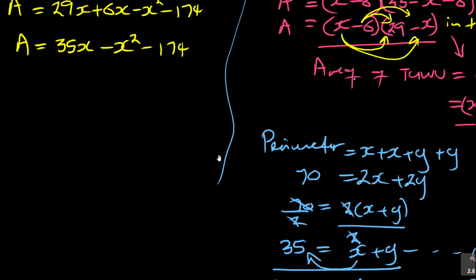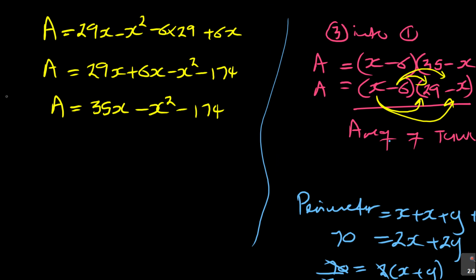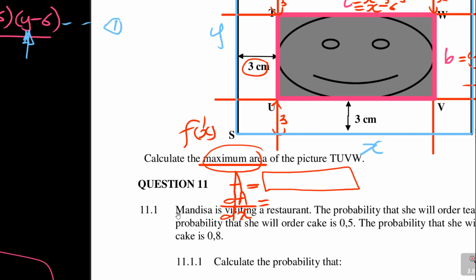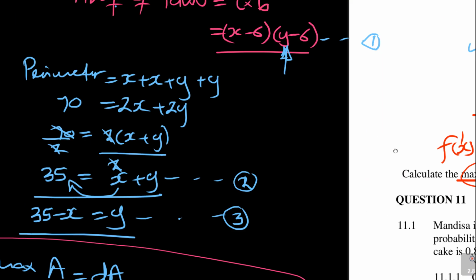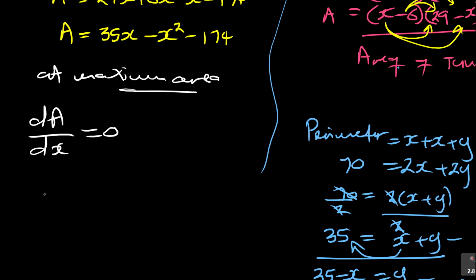Remember, where am I going? dA over dx. So here I come back and say at maximum area. Remember the question was what? Let's go back to the question. It says this: calculate the maximum area of the picture. So at maximum area, you count now to say dA over dx is equal to 0. Now let's find dA over dx.